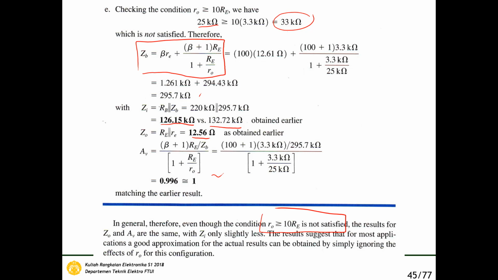Okay, so I think this is all of this presentation for this week. We have three configurations: the voltage divider, the common emitter with emitter resistor configuration, and then the emitter follower or common collector configuration. Thank you very much for your attention. Let's discuss later in the online class.